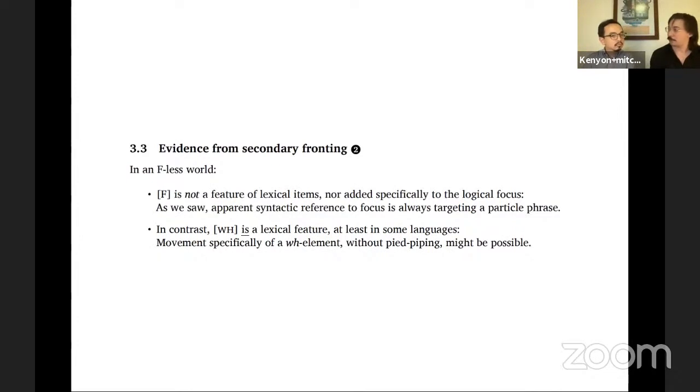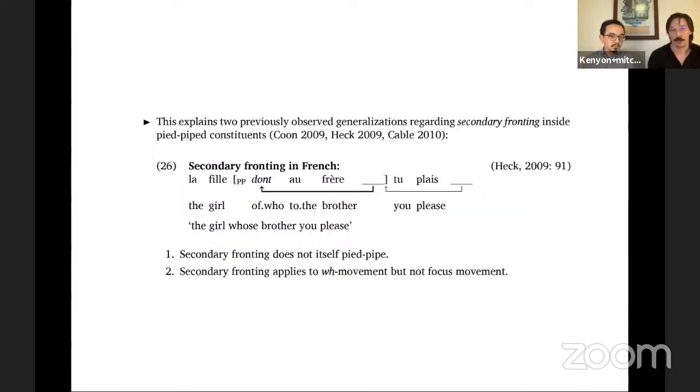But sort of relatedly, we might think of WH as being a lexical feature, an inherent property of some lexical items in at least some languages. So we might expect there to be differences between things that are focused and things that are WH, in that there might be operations that really just pick out WH elements and don't allow piping at all. And I think this will show you that this is real.